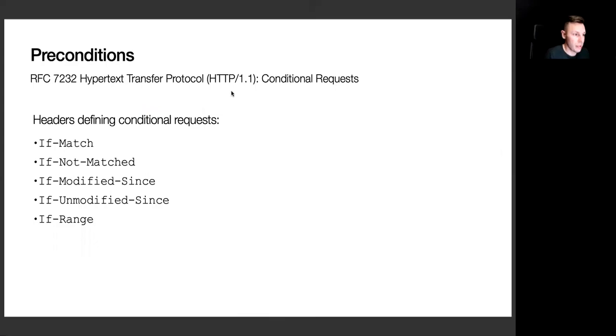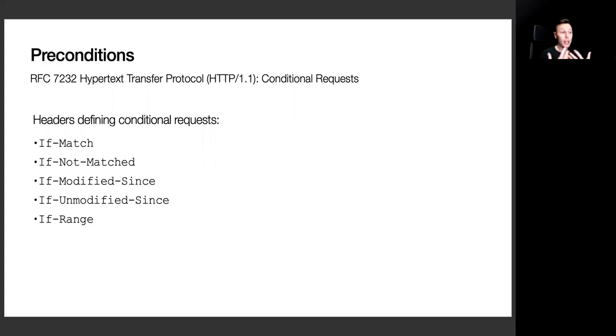The preconditions. We know what E tags are, how to calculate them, and how to compare them. But now it's time for conditional requests. In order to create a conditional request, we need to utilize the E tag returned by the server and put its value into one of the conditional headers. What conditional headers do we have? The RFC 7232 defines those: If-Match, If-None-Match, If-Modified-Since, If-Unmodified-Since, and If-Range.